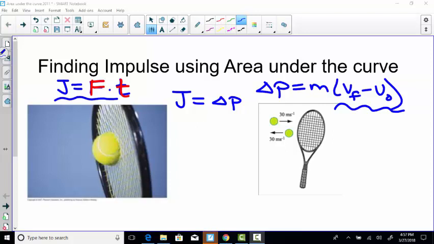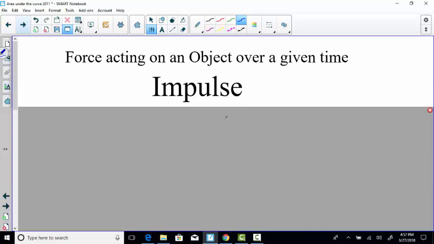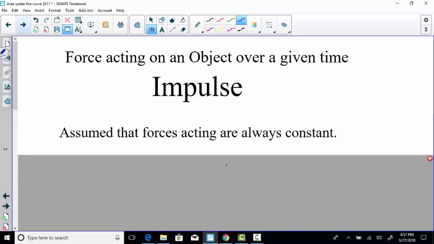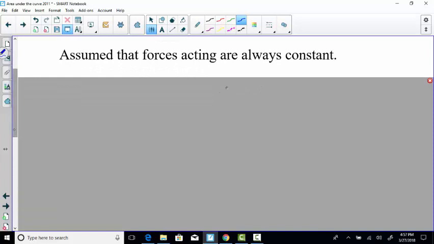Now, we want to find another way to calculate or determine what the impulse is. And that's where we're going to look at what's called area underneath the curve. Once we know that a force acting on an object over a given amount of time is an impulse, one of the things we assume is that forces are always constant, which, by the way, is another bad assumption, because they're not always constant. But we assume it because when we make a calculation, we always get F equal to something.